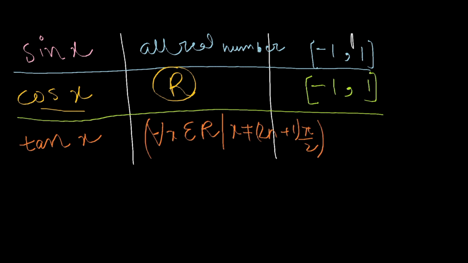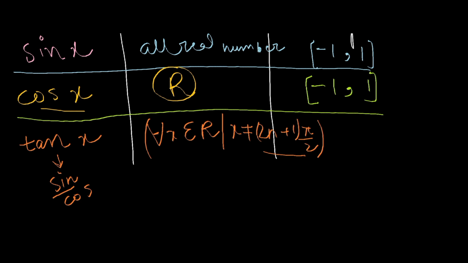Why? We all know that tangent is basically sine by cos. So we don't want 0 in the denominator, and cos is 0 at 2n plus 1 pi by 2. So if I put this in place of x, then cos would be 0 and the function would be undefined. So it means that the tan function is defined for all real numbers, except 2n plus 1 into pi by 2.